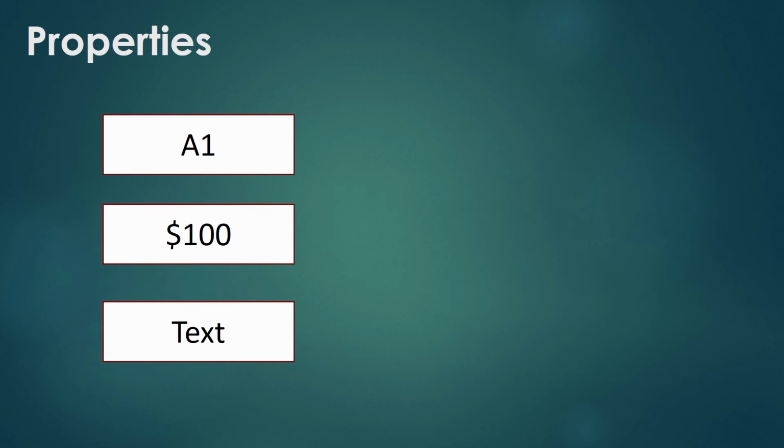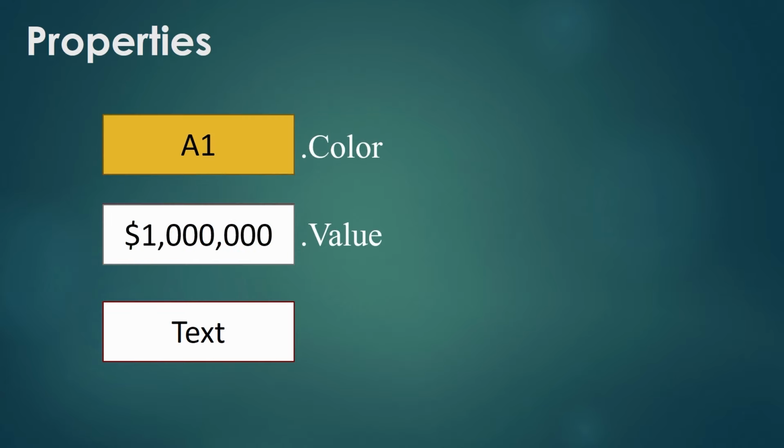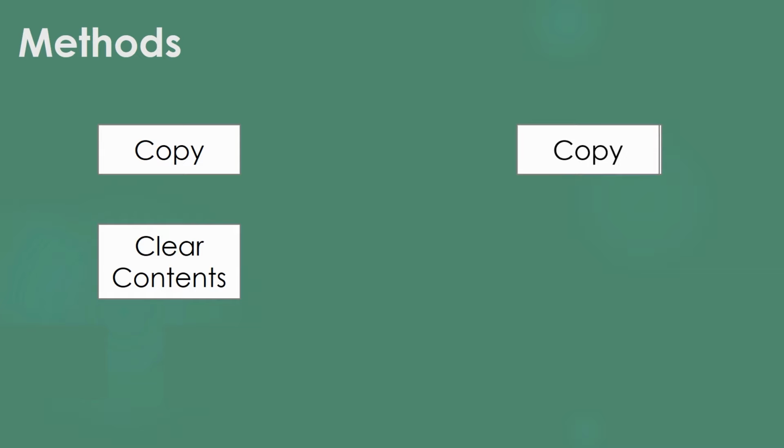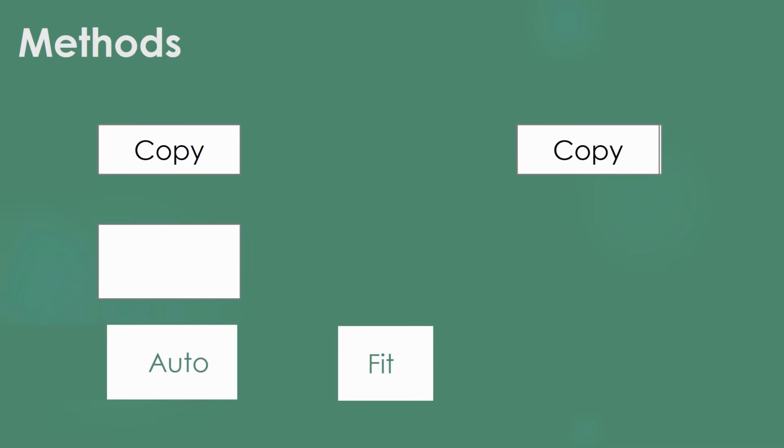Properties are the way that we describe certain objects. If we have cell A1, maybe you want it to be a specific color, maybe you want a dollar amount to show up in a specific format, or maybe you want your text to show up with a particular look. These are descriptions of the way that any object is going to look. You can think of these as adjectives. And then the third kind of terminology we'll talk about is methods. Methods do something. You can think of these like verbs.